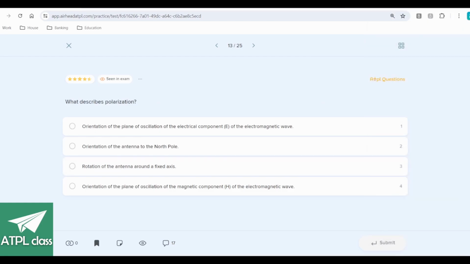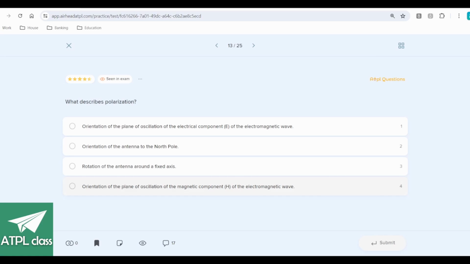What describes polarization? So polarization is the orientation of the plane of oscillation of the electrical component of the electromagnetic wave. That sounds good. Orientation of the antenna to the North Pole. Nah, nothing to do with the poles. This is radio nav, not GNav. Rotation of the antenna around a fixed axis. Nah.